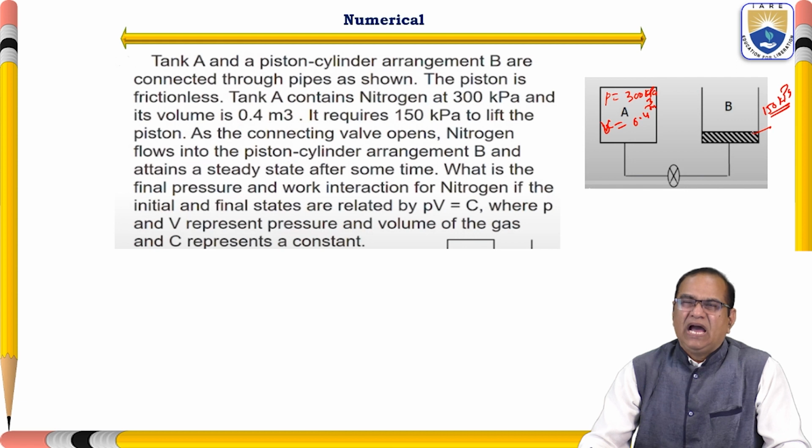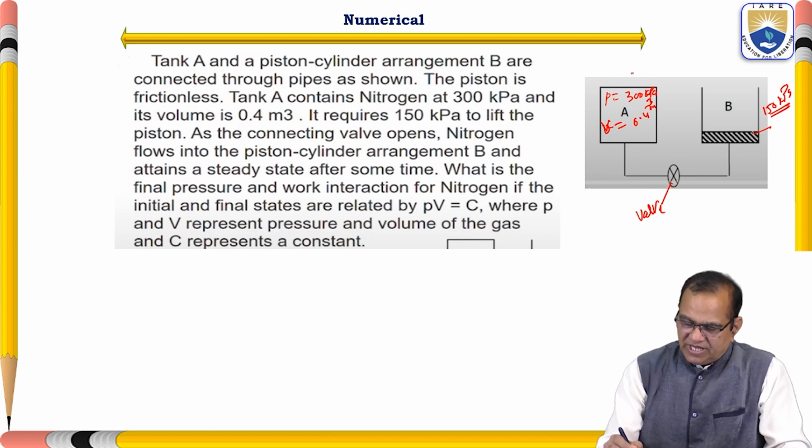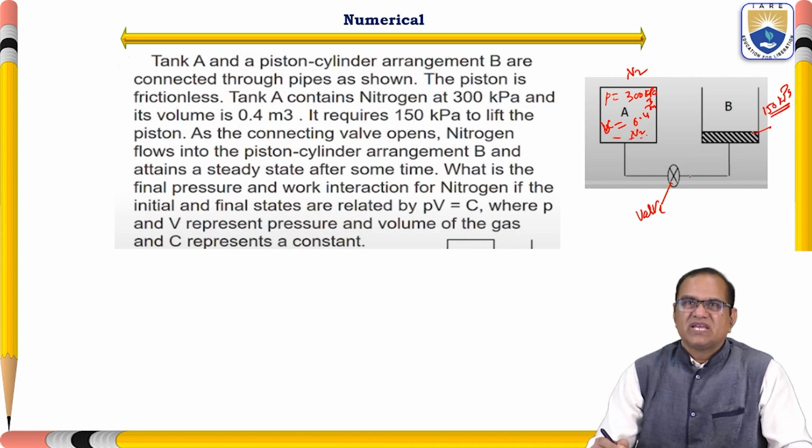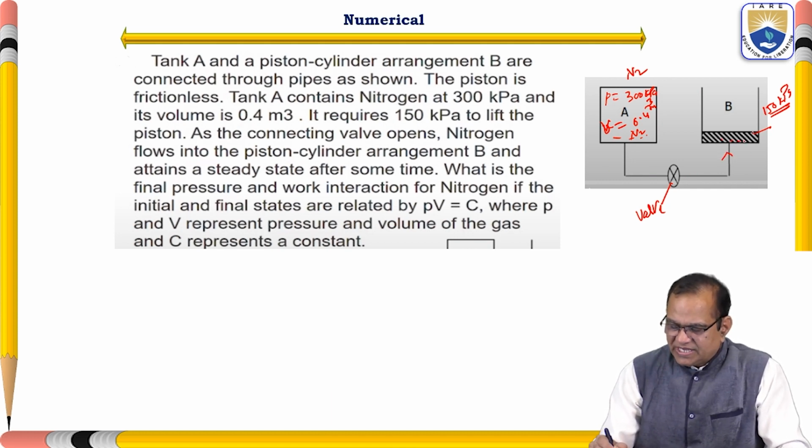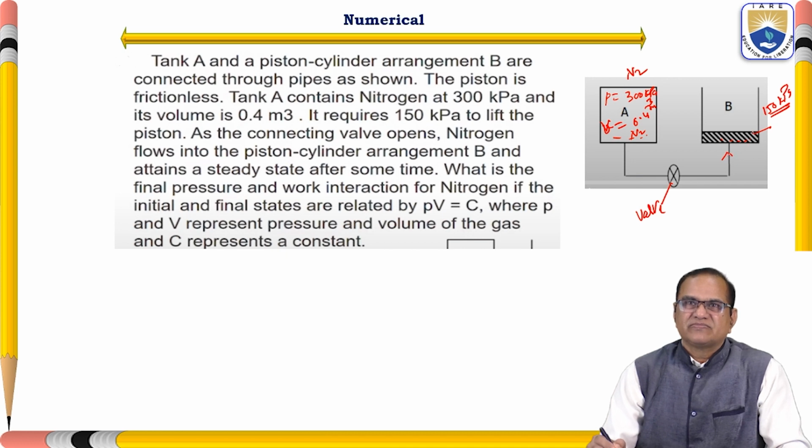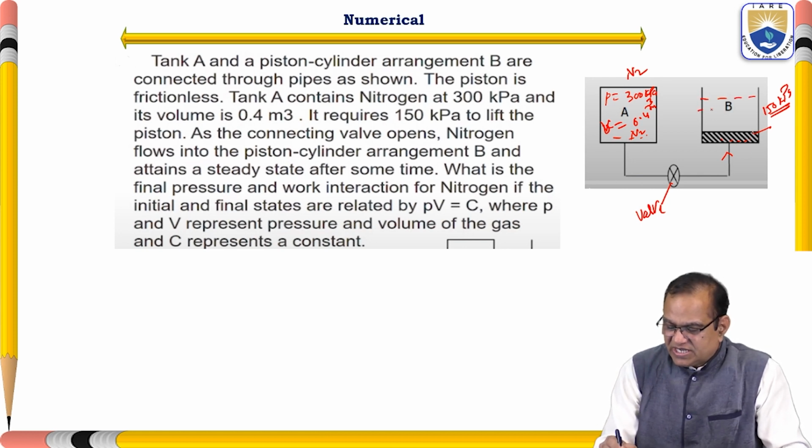As the connecting valve opens, this is the valve, as and when you open this valve, nitrogen flows. So here the system is nitrogen, inside this is the system and here is the nitrogen. As you open this valve, nitrogen flows into the piston cylinder. Nitrogen will move here inside this arrangement B and attains a steady state after some time. So after some time it has reached here.